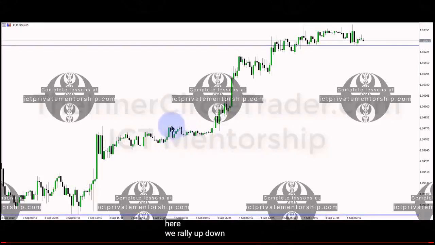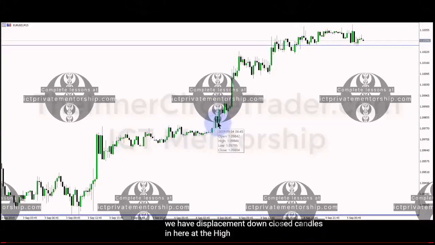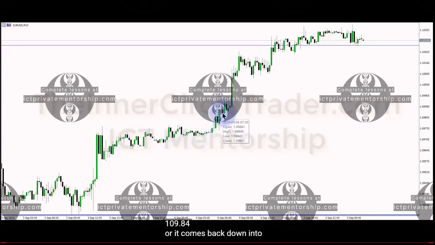We rally up, down close candles. We trade above it. Is it supporting price? Yes. We have displacement, down close candles in here. The high 109.84. Market comes back down into the low 109.84. So is the price being supported there? Yes, we rally. So what is institutional order flow?